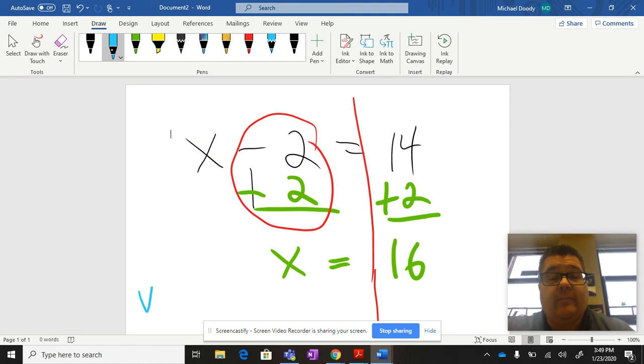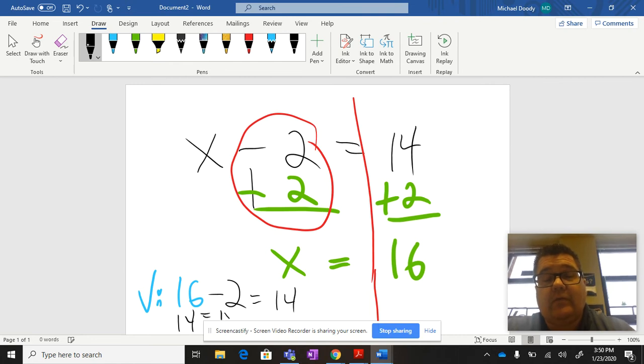Let's do a check. I plug in 16 for x in the rest of my expression: 16 minus 2 equals 14. I do the math. 16 minus 2 is 14. 14 equals 14. So I am good to go.